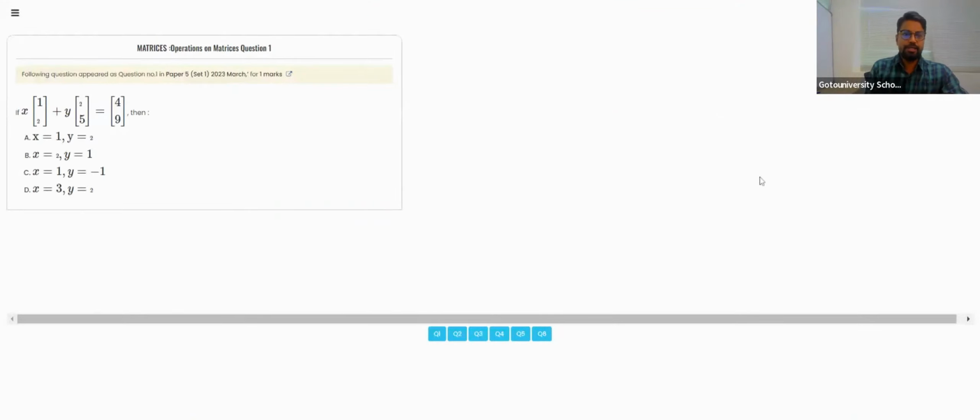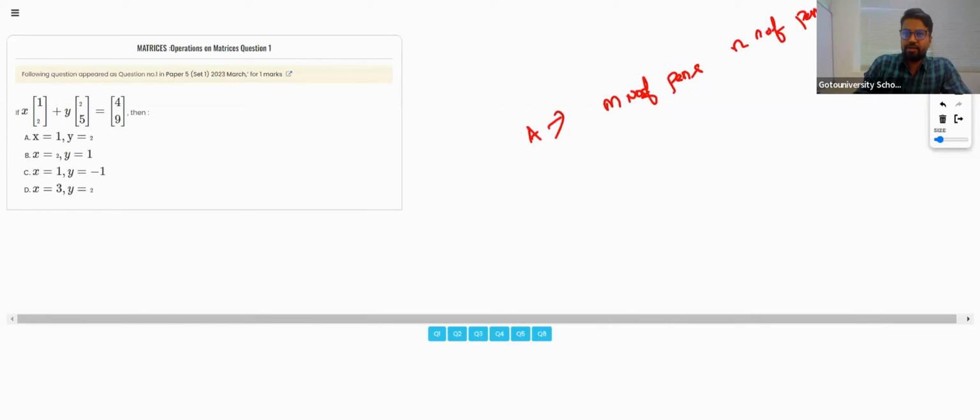I hope the question is clear to you. How do we use a matrix? For example, say a person A has m number of pens and n number of pencils, and similarly person B has p number of pens and q number of pencils. Now I want to represent all this information in a simple way.